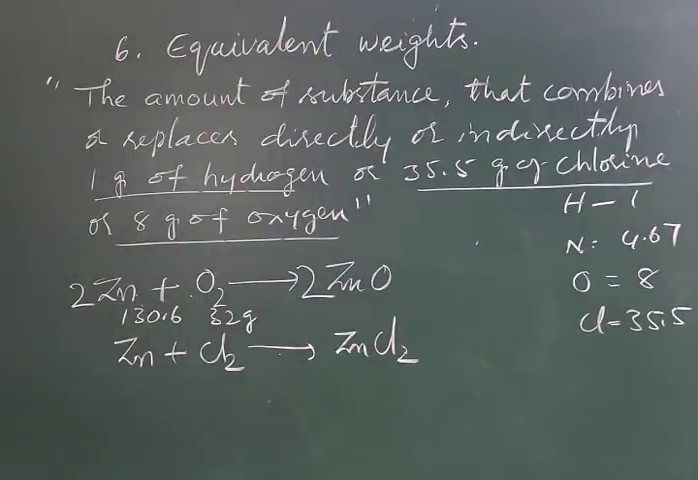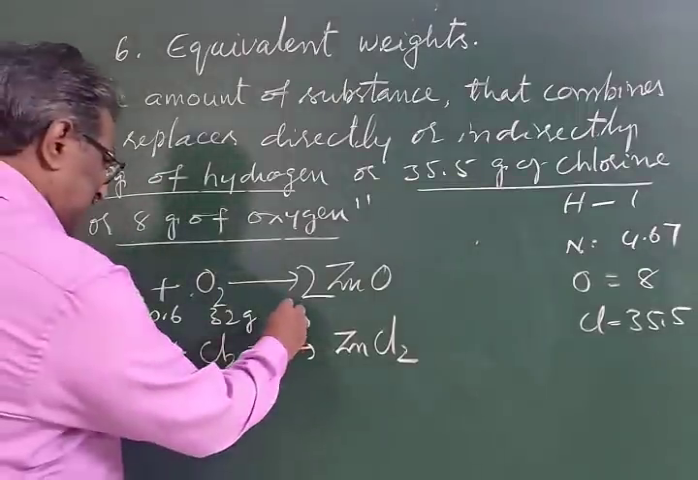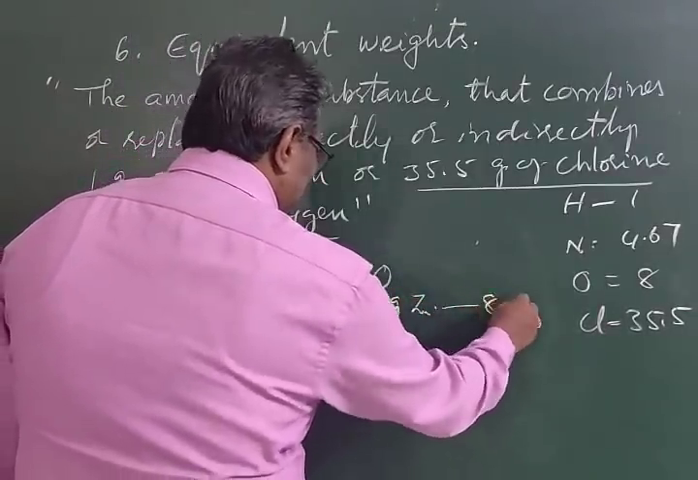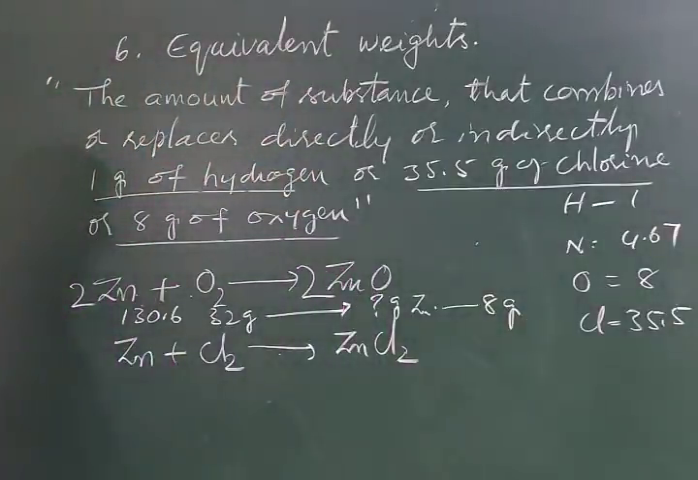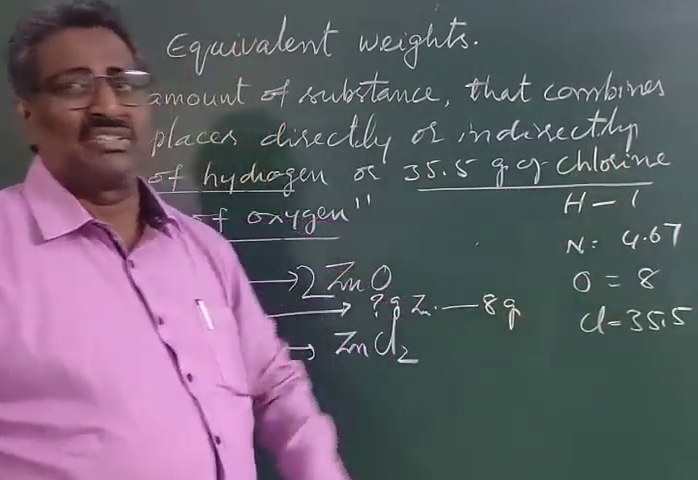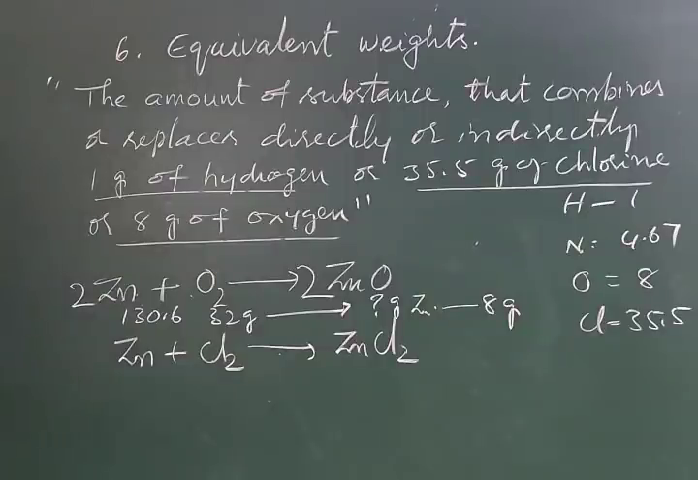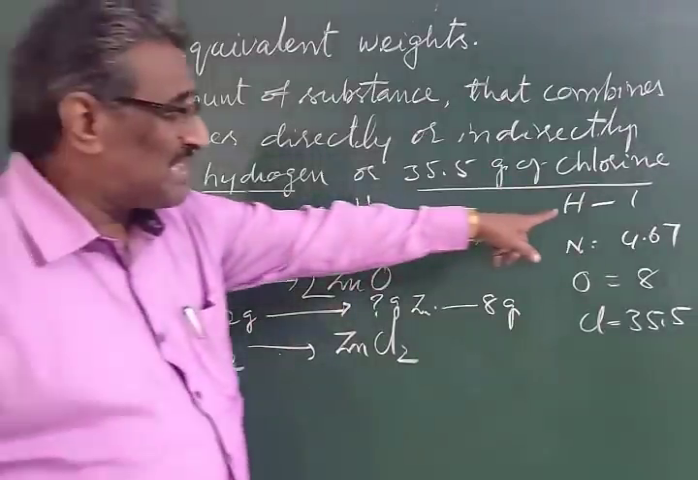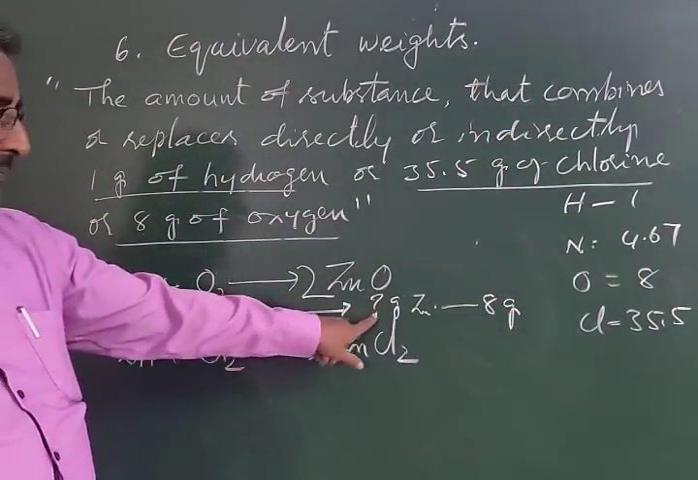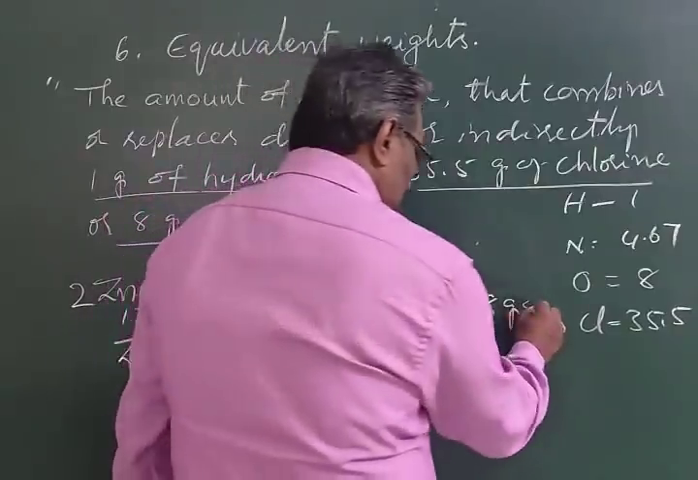130.6 grams of zinc reacts with 32 grams of oxygen. How many grams of zinc react with 8 grams of oxygen? Why do you take 8 instead of 1 gram? 8 grams of oxygen is equivalent to 1 gram of hydrogen. Zinc cannot react with hydrogen but reacts with oxygen, and 1 gram of hydrogen is equivalent to 8 grams of oxygen. So we compare the amount of substance with 8 grams of oxygen.